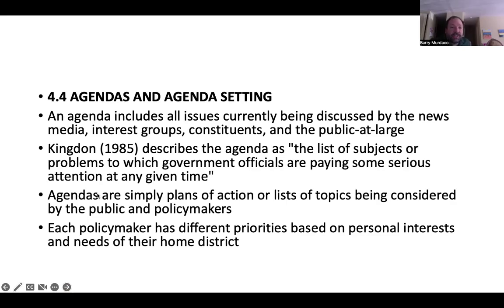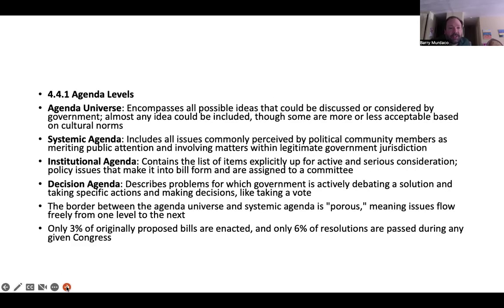Now we move on to agendas and agenda setting. An agenda includes all issues currently being discussed by the news media, interest groups, constituents, and the public at large. Kingdon describes the agenda as the list of subjects or problems which government officials are paying some serious attention to at any given time. Agendas are simply plans of action or lists of topics being considered by the public and policymakers. Each policymaker has different priorities based on personal interests and the needs of their home district.